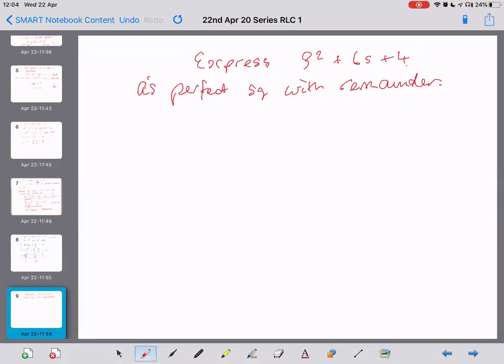Come on, Peter, what have you done this time? I'm not entirely sure, really. I find this thing quite complicated, this whole square thing.